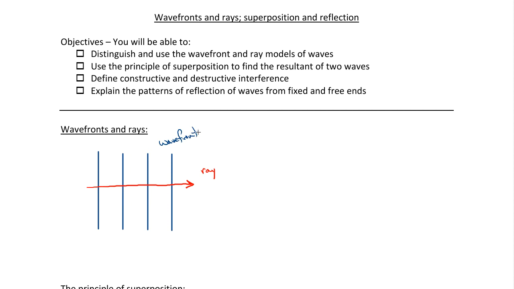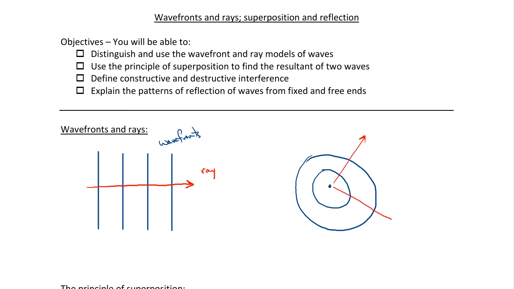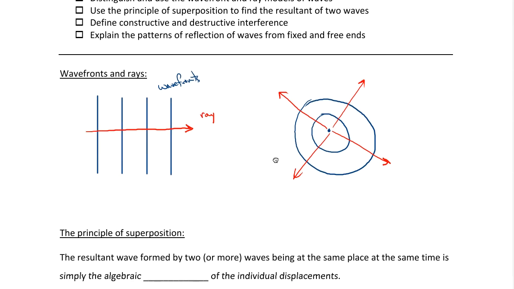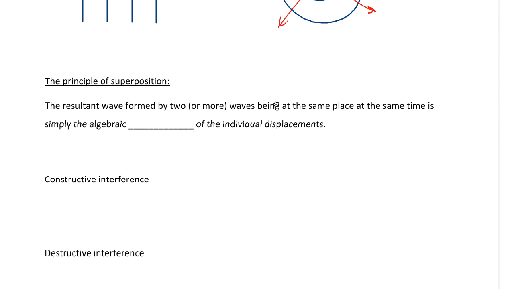And the same thing is going to happen if we are going out in all dimensions from a central source. So we would have circular wave fronts around it, and then the rays would be perpendicular to those circular wavefronts coming out like that. So two different ways of thinking about waves and drawing them that are going to be useful in different circumstances. Now let's talk about the principle of superposition.